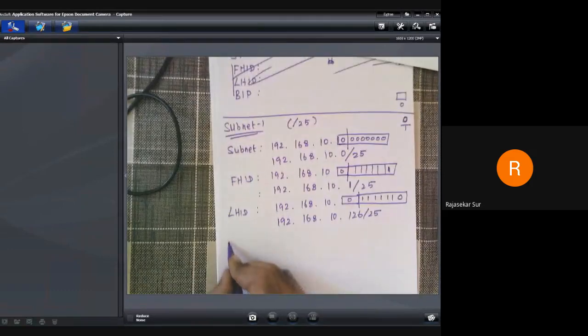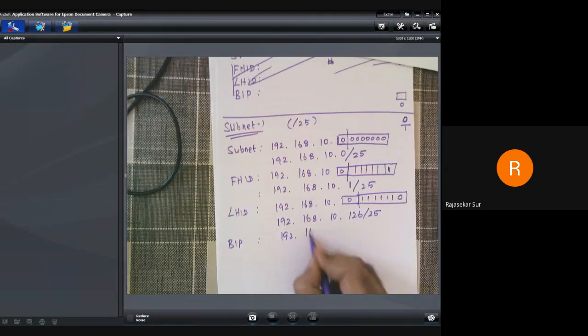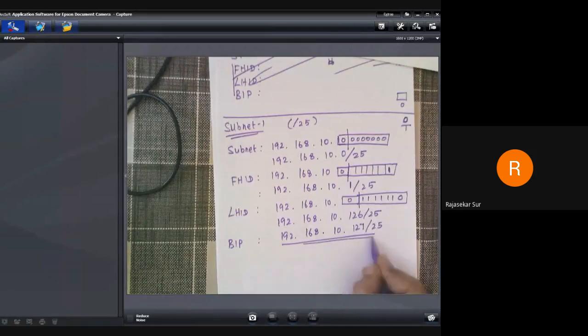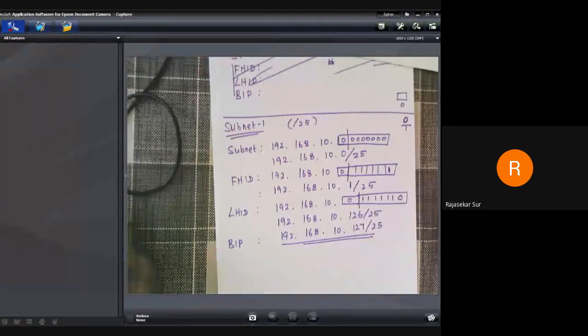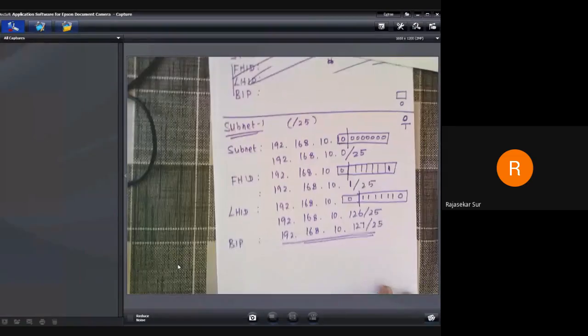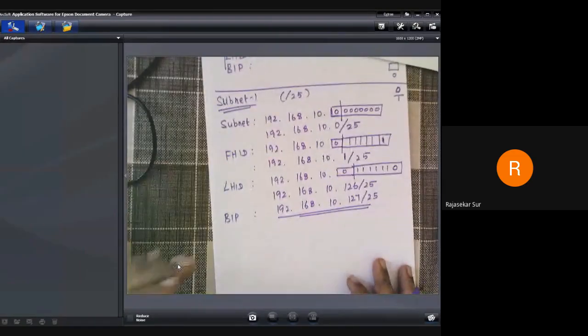Now, what is the broadcast IP address? Broadcast IP address is nothing but the last host plus 1. 192.168.10.127/25. This is going to be the broadcast IP address. So, what have we done now? We completed the first subnet. Now, I'm moving on to the second. If I go to the second subnet, then only you will understand.